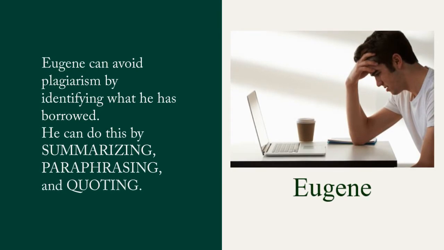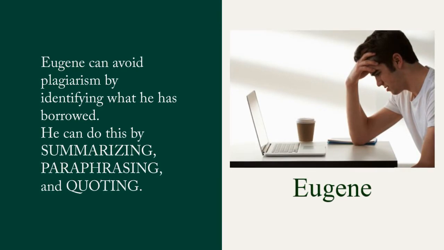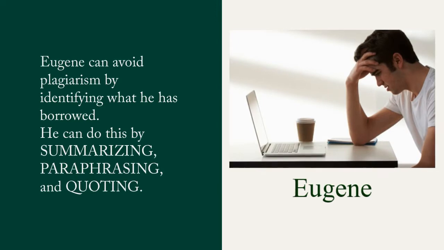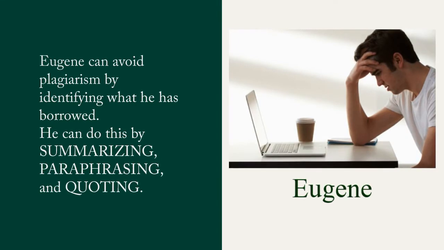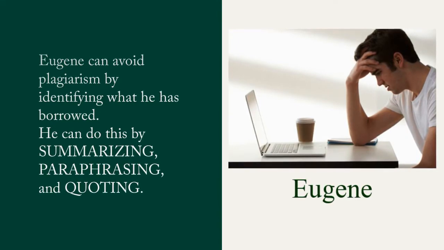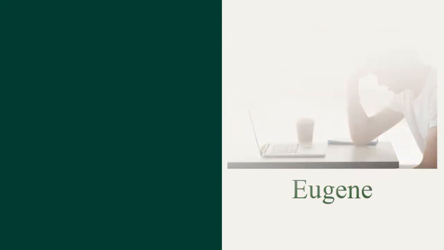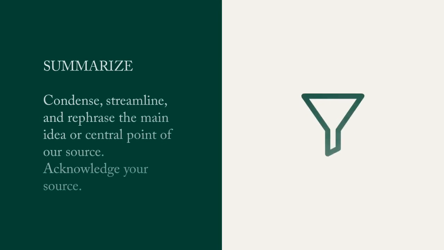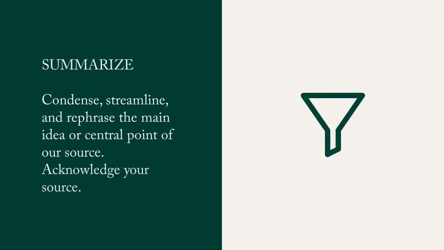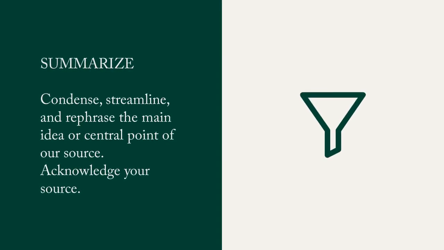Let's dig into Eugene's work and look at what he needs to do to avoid plagiarism and the different ways he can integrate his source material with his own ideas. There are basically three different ways that he can utilize the source material. He can summarize, paraphrase, or quote the material he's consulted. When we summarize a source, we take the main ideas or central points that the source covers, put them into our own words, and then acknowledge the original author.